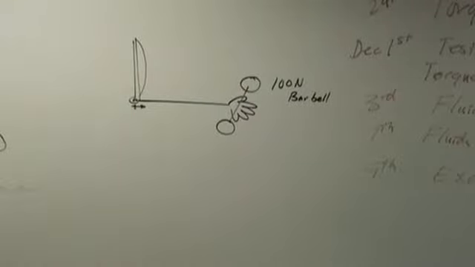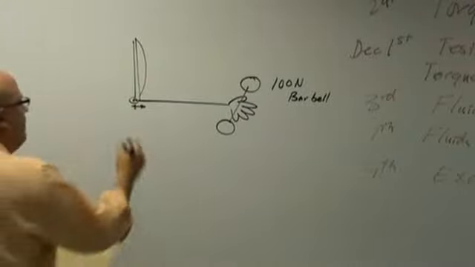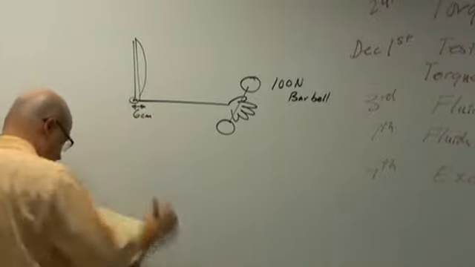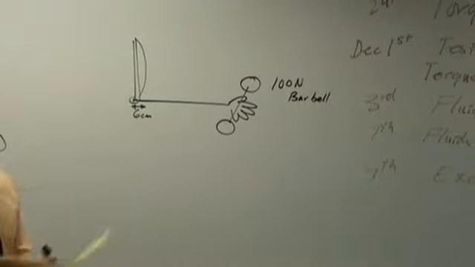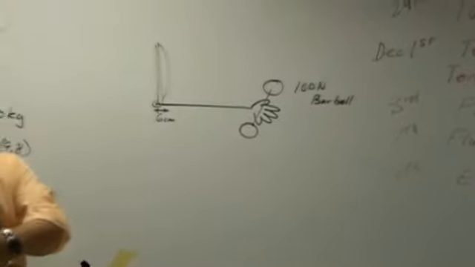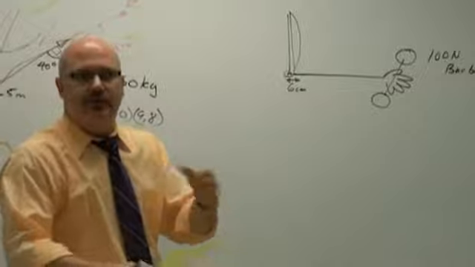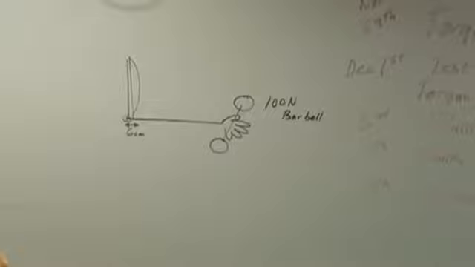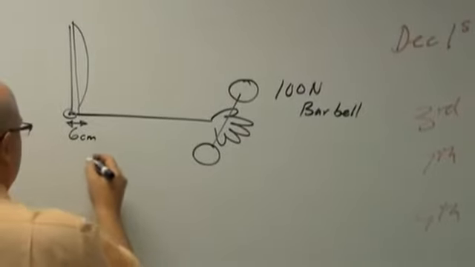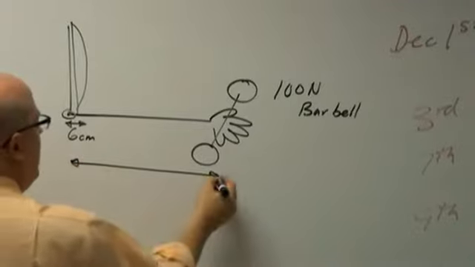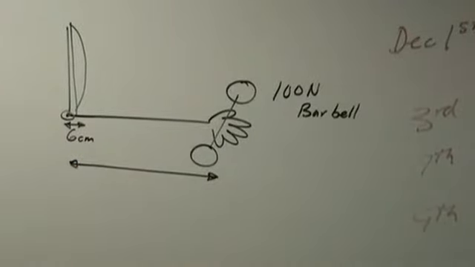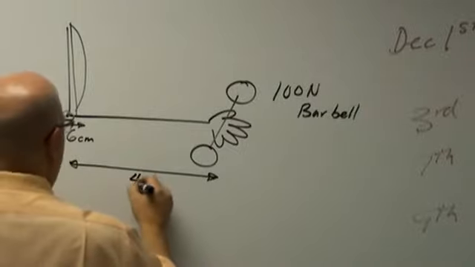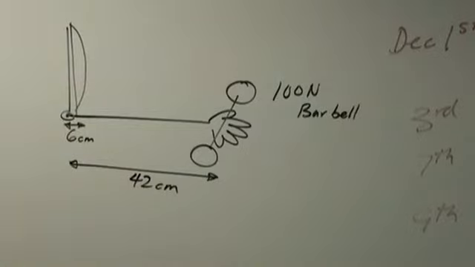From your elbow to where your bicep connects to your forearm is about 6 centimeters. From the pivot point of your elbow to where your hand is, where the dumbbell is being held, is about 42 centimeters.